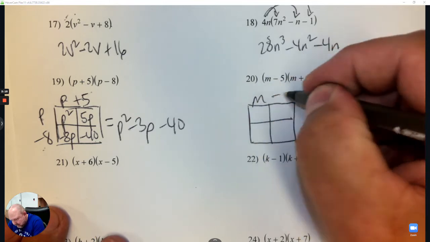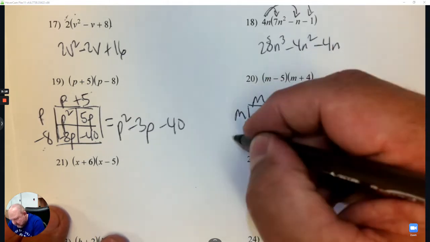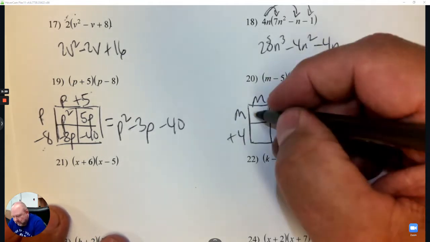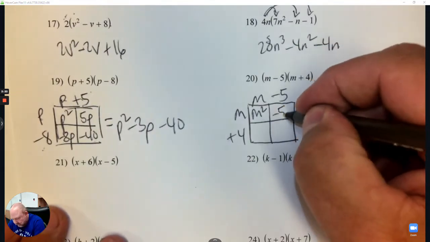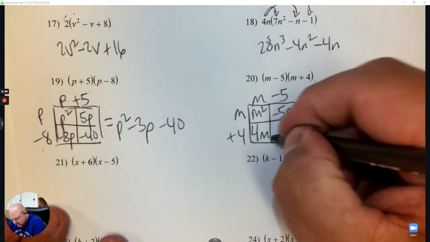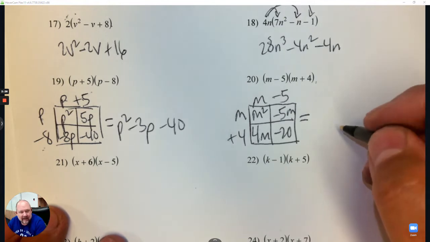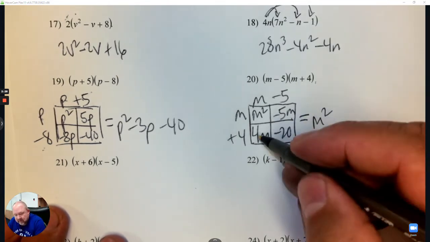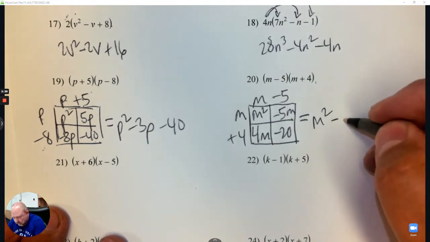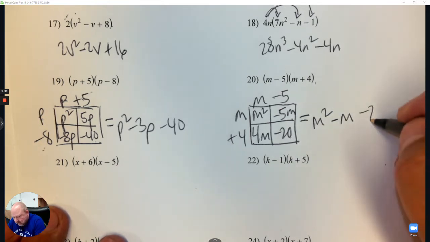Number 20, we draw a box. So we have m and negative 5. We have m and positive 4. And then multiply. Fill in each square. And then match. So we have 1m squared. 4 take away 5 is negative 1. And then negative 20.